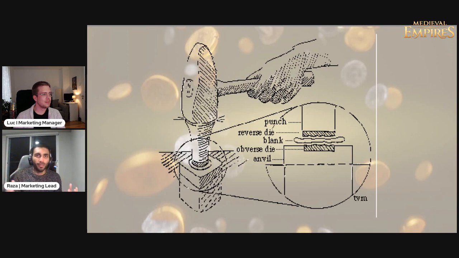So for example, a lot of people had different symbols. A lot of kings had their own symbols. A lot of dynasties had their own symbols. So they were imprinted through this medieval tactic of imprinting stuff over the coin.